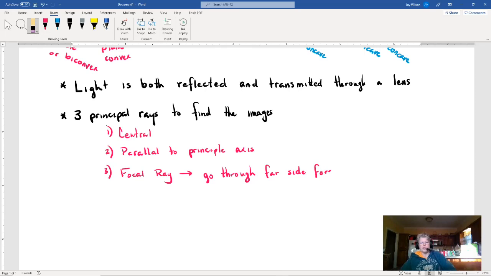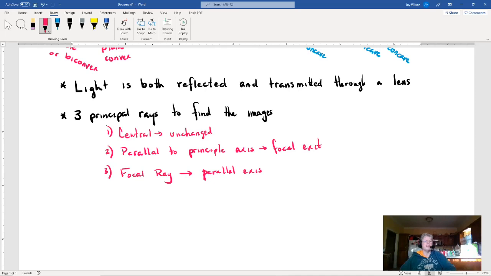Let's talk about this before we do those. Let's draw the picture so you can see where they're going to go. It will come out, it will be parallel. So it's still going to be a parallel exit. This one will be a focal exit. And this one will be unchanged. So these are our three principal rays.